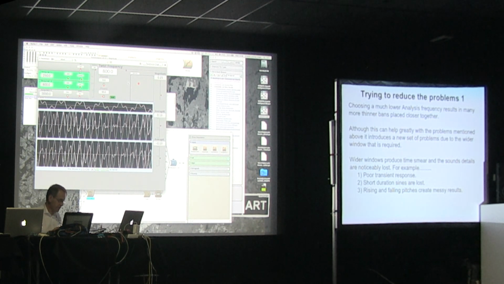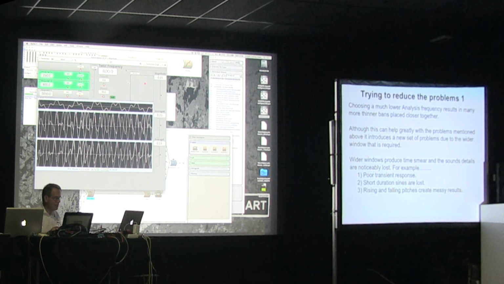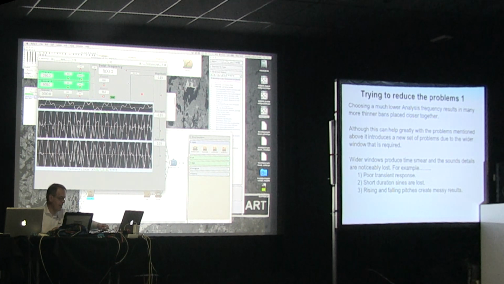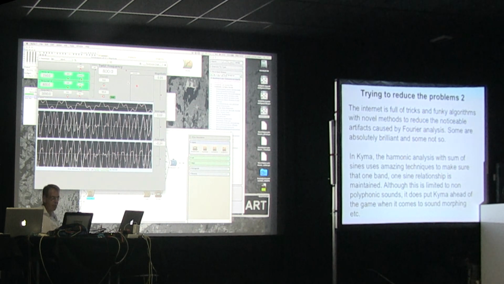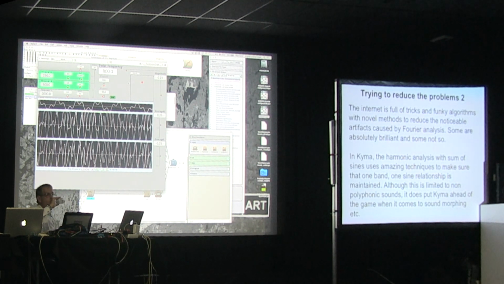So it's not an exacting science. This is not the sort of thing where you can say one thing is going to cure all. It just can't be done, you know. Anyway, there are funky tricks that people have used to try and get around this problem. So bear in mind.